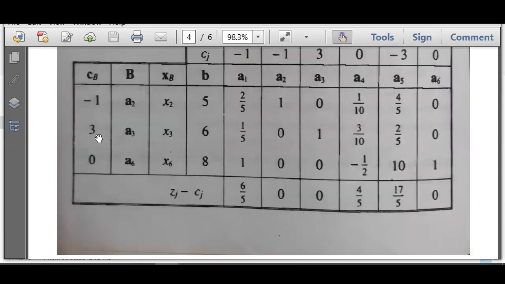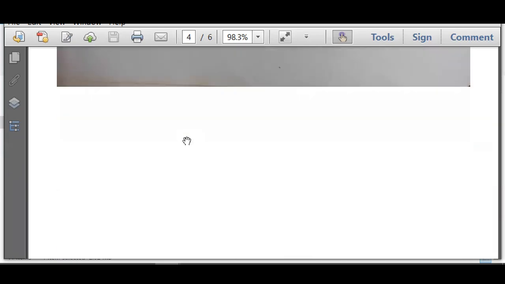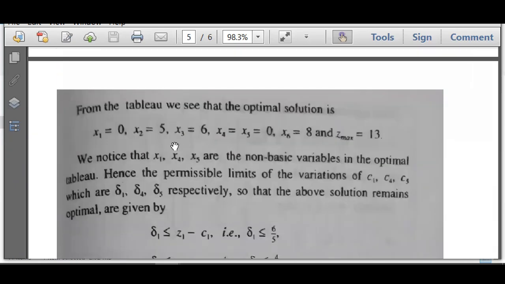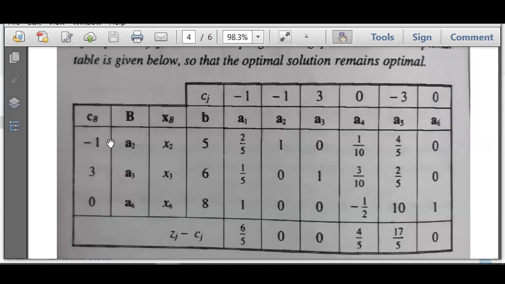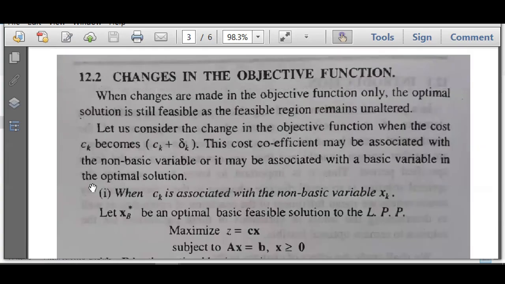Suppose now I am changing c2, c3 and c6. If you now change these, suppose I am changing them by plus del 2, plus del 3, plus del 4. Obviously, what I am doing is changing here, and correspondingly the change will be carried over to here. So ultimately you are considering the change with reference to the optimal table. What will happen in that case?